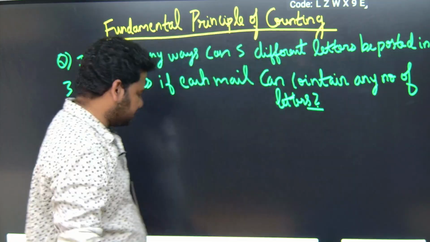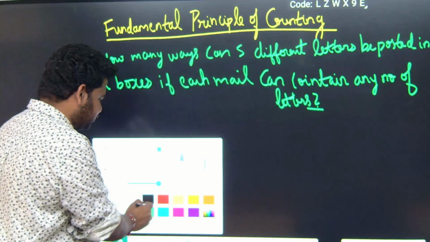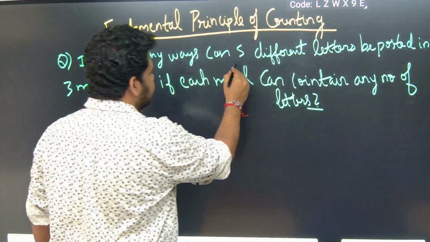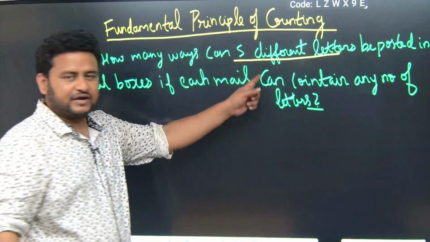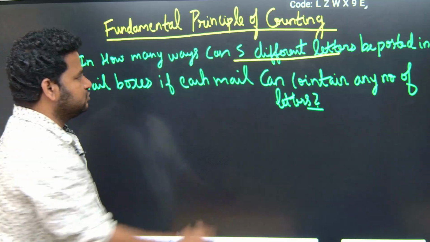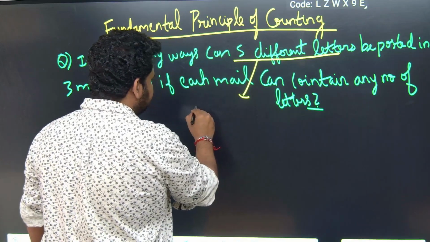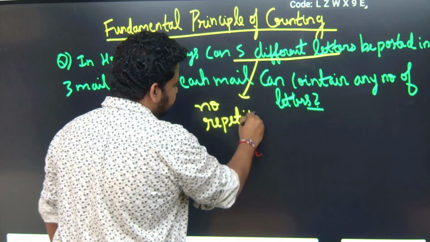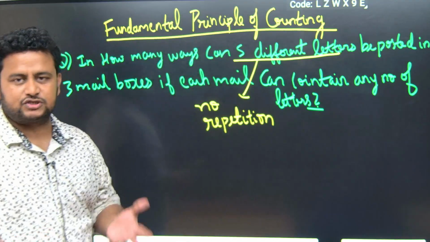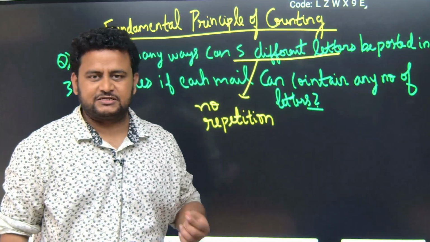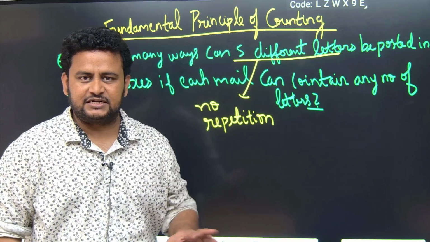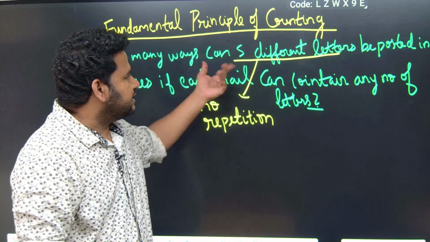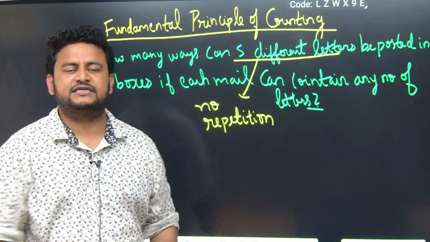Here you have to focus on each and every word. When it comes to permutation and combination, you have to focus on the question very well. See here, in how many ways can 5 different letters? Different letters means there cannot be repetition. The word different itself says there cannot be any repetition. They can use different words. They can say explicitly, without repetition. Implicitly they can say at most once, that the letters can be used at most once, or they can say different letters. They all mean the same thing, that is, without repetition.